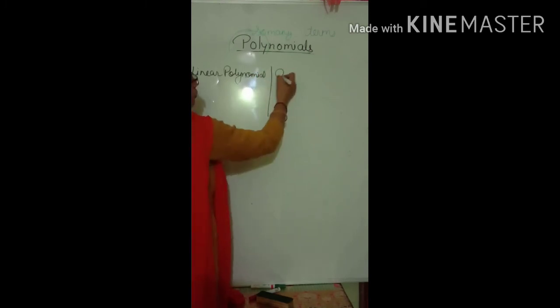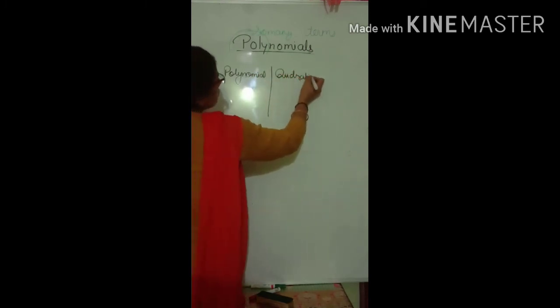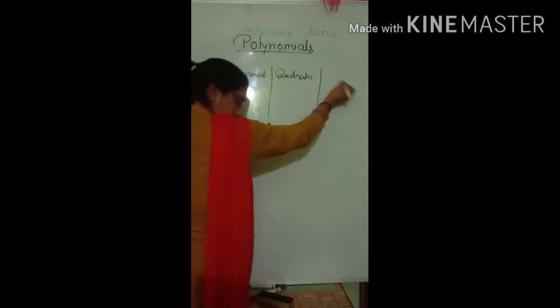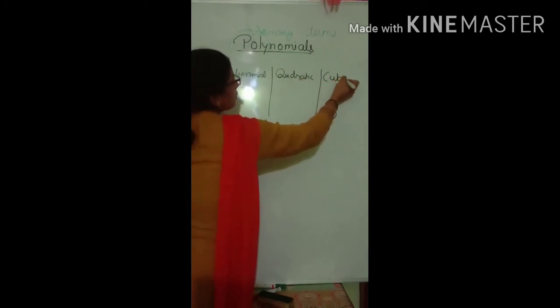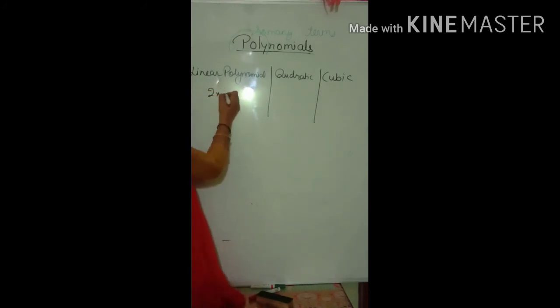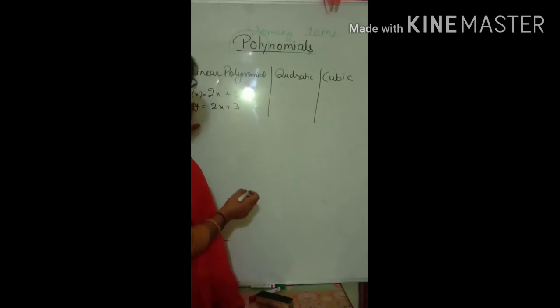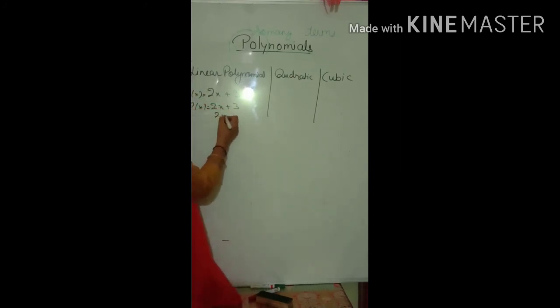Then come to quadratic polynomial. Then come to cubic. We have taken 2x plus 3. So this is one of the polynomials of x, or I can say this can also be written as y equals 2x plus 3. Or let us take the polynomial of x. So 2x plus 3 equals 0. So x equals minus 3 upon 2. So the zero of this linear polynomial is minus 3 upon 2. Only one zero is there.